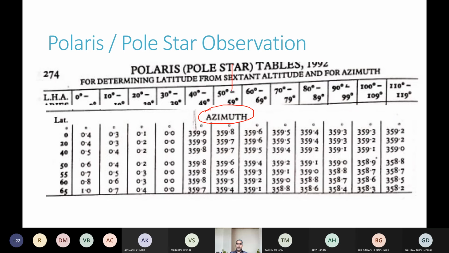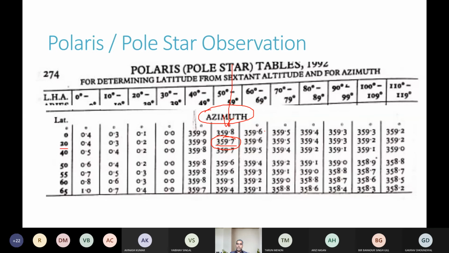तो सेम कॉलम में आपने एंटर किया 50 to 60 कॉलम में, एंड विद योर लैटिट्यूड. ओके, so whatever your latitude is, with your latitude, if it is 30 degree, you enter here and you can interpolate. See, for 20 and 40 both, it is 359.7. So this is the azimuth of Polaris.